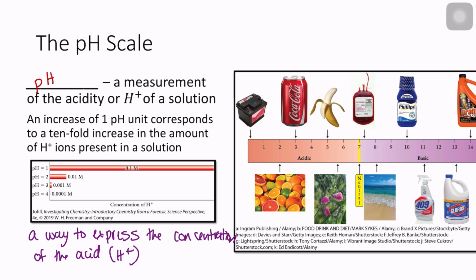So here are some common everyday things we use, and they're different levels of pH. So things like soda, citrus, those are very acidic. Blood is slightly basic. Ocean water is also slightly basic. And then when you start getting into these really intense drain cleaners or cleaners, they're going to be quite basic.